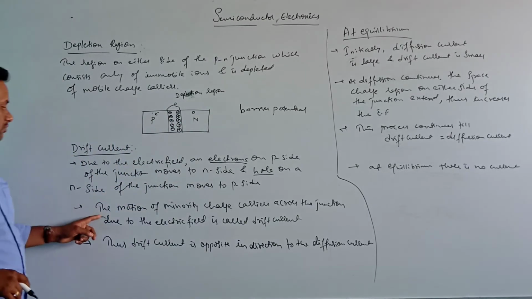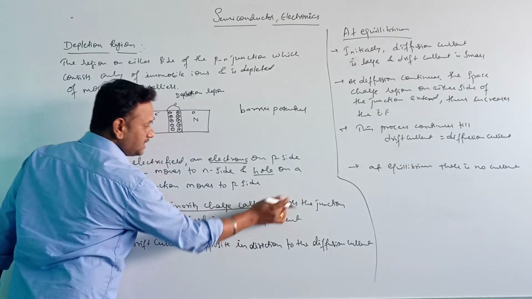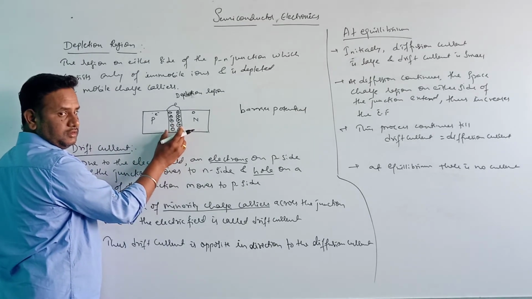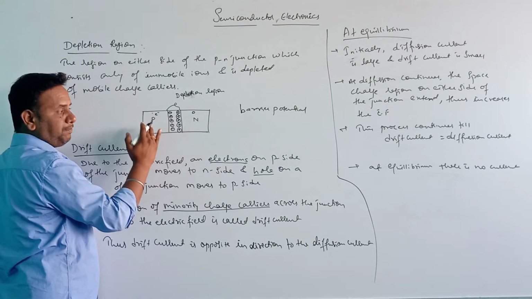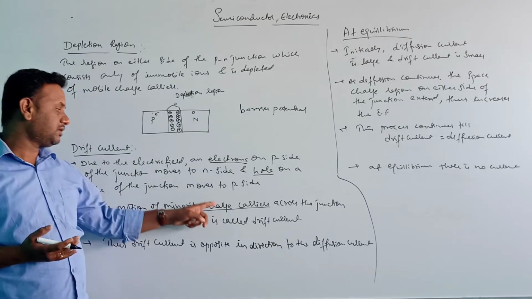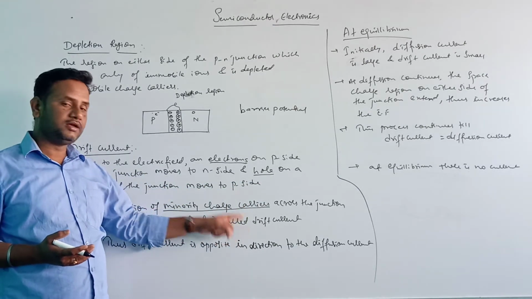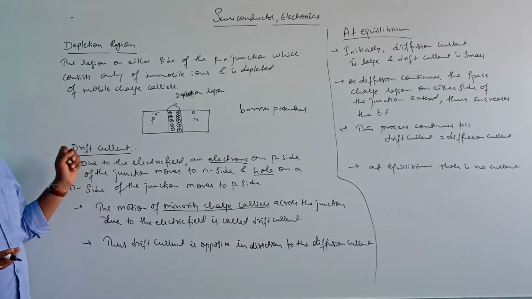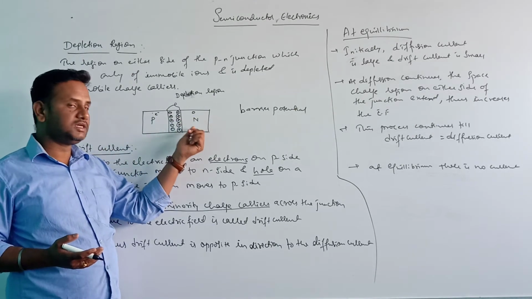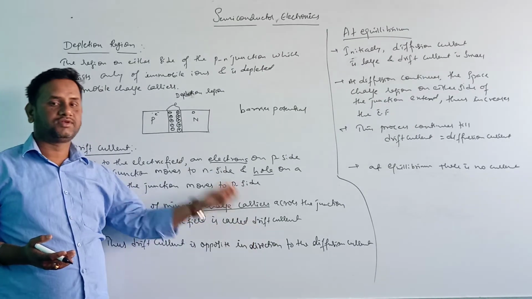Okay, so the motion of the minority charge carriers across the junction. This is the junction. The junction between the P region and the N region is called the PN junction. So the motion of the minority charge carriers across the junction due to the electric field is called the drift current. Whichever minority charge carriers are moving from P region to N region and N region to P region, due to the electric field, that is called the drift current here.